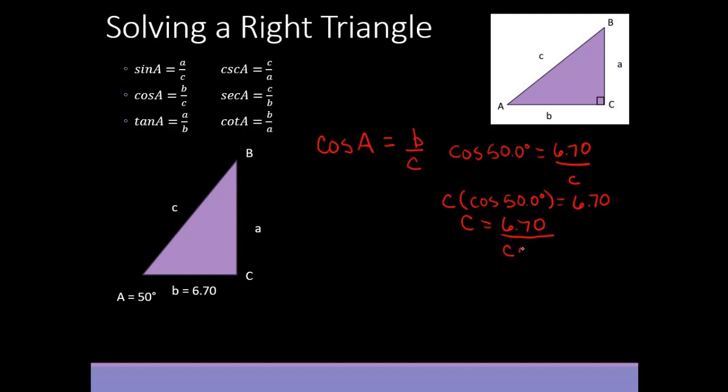So I'm just doing algebra here. That's all I've done. To start with, I substituted my 50.0 degrees in for A and 6.70 in for B. That's how I got here. And then in order to get the C out of the denominator, I multiplied it by cosine. That's how I got this. And then in order to get the C by itself, I took this cosine and divided it on the other side. So now what do I end up with?